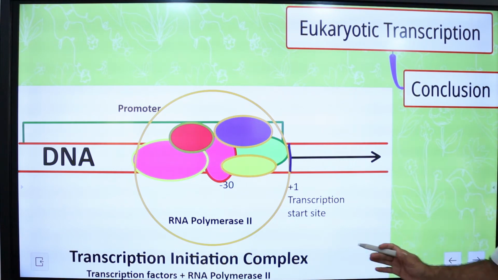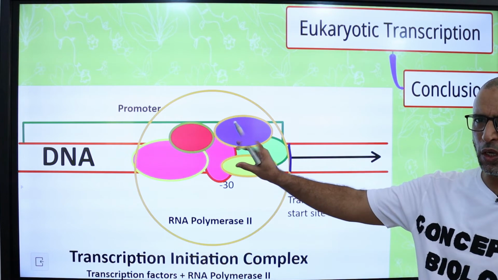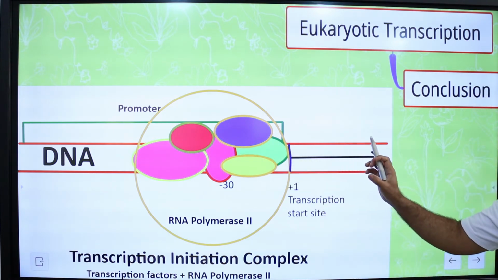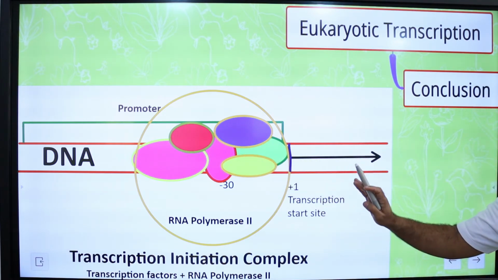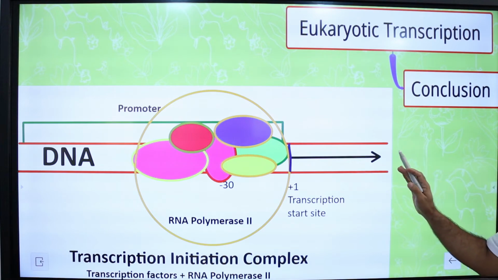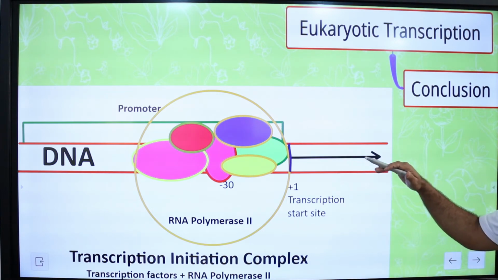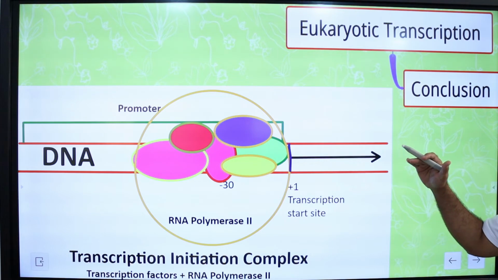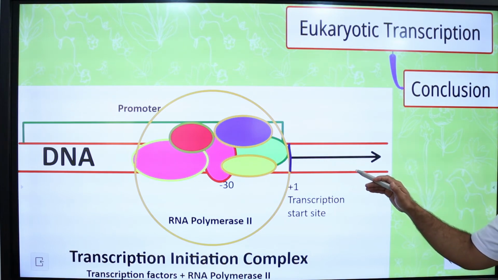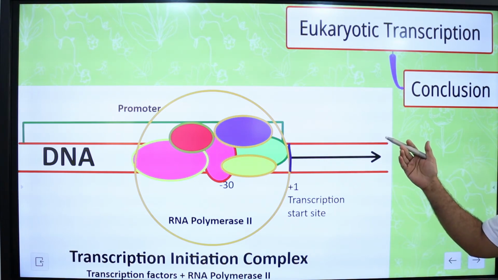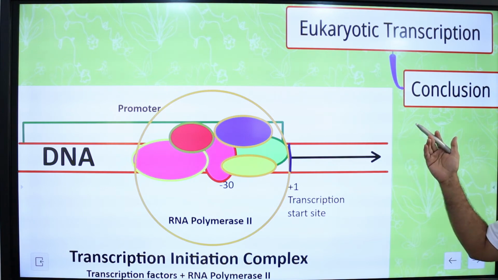To sum up, the transcription initiation complex consists of transcription factors and RNA polymerase 2. During elongation, RNA polymerase 2 is released and the mRNA molecule is synthesized in the direction of 5' to 3' from the DNA template strand. The DNA strand that is transcribed is called the template strand, and the other one is called the non-template strand or coding strand.